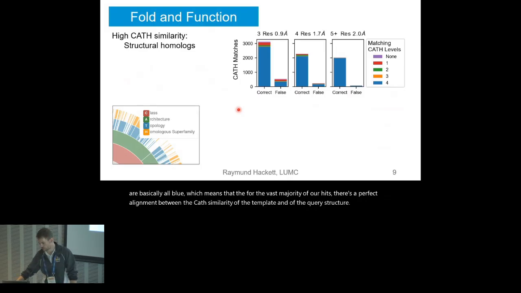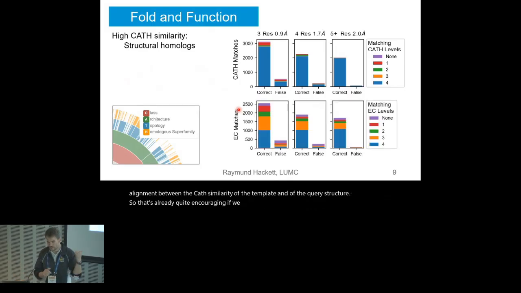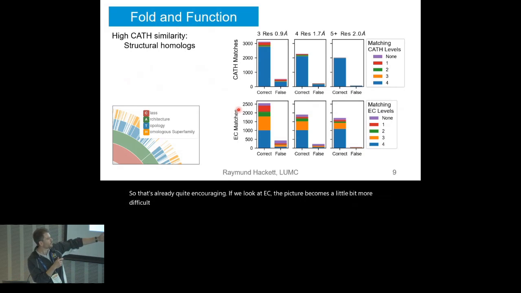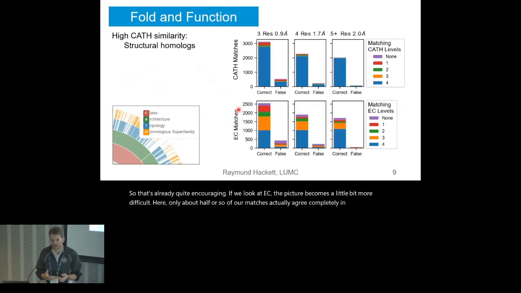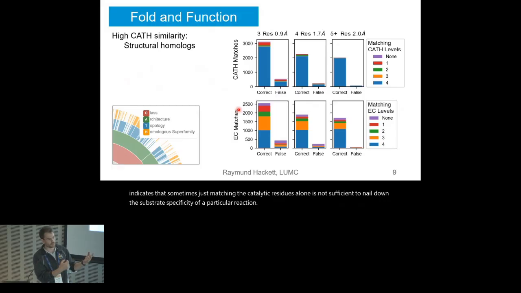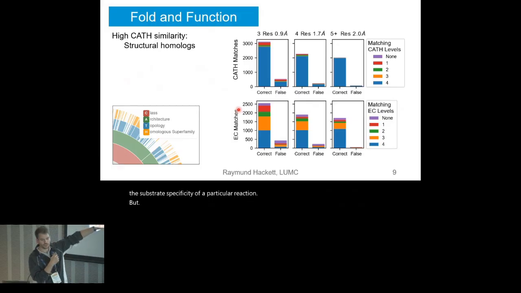So that's already quite encouraging. If we look at EC, the picture becomes a little bit more difficult. Here, only about half or so of our matches actually agree completely in EC. And that indicates that sometimes just matching the catalytic residues alone is not sufficient to nail down the substrate specificity of a particular reaction. But if we go to the third level, performance increases by quite a bit.